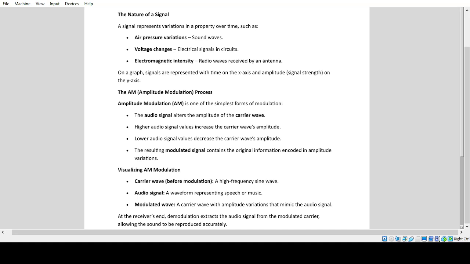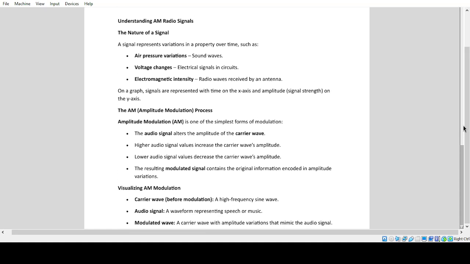Understanding AM radio signals. The nature of a signal. A signal represents variations in a property over time, such as air pressure variations, sound waves, voltage changes, electrical signals in circuits, electromagnetic intensity, radio waves received by an antenna. On a graph, signals are represented with time on the x-axis and amplitude, signal strength, on the y-axis.